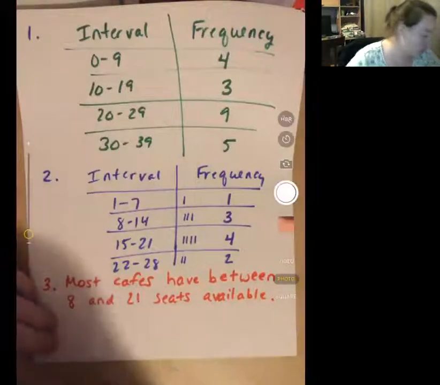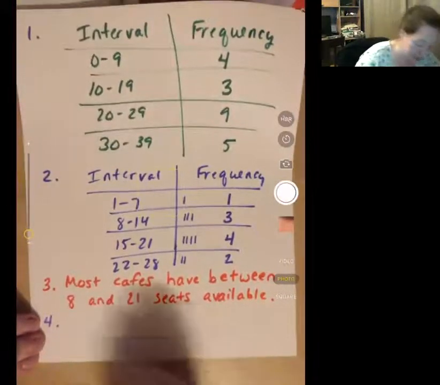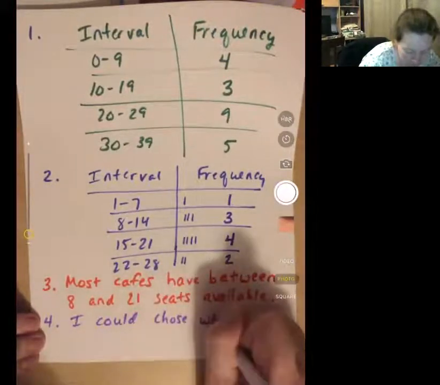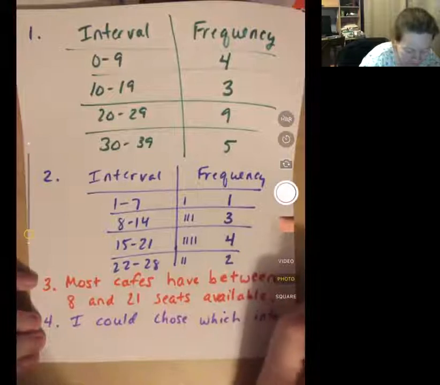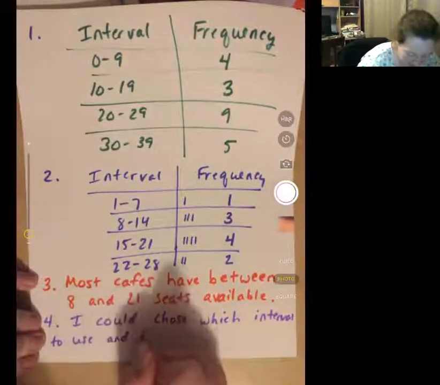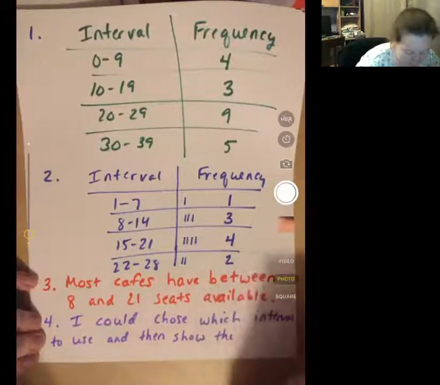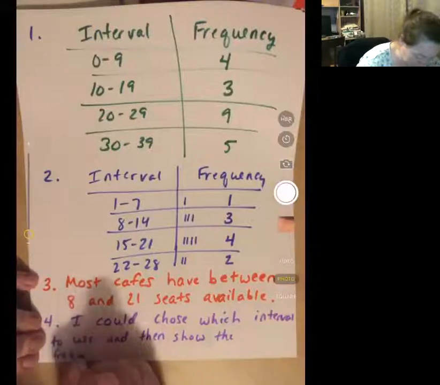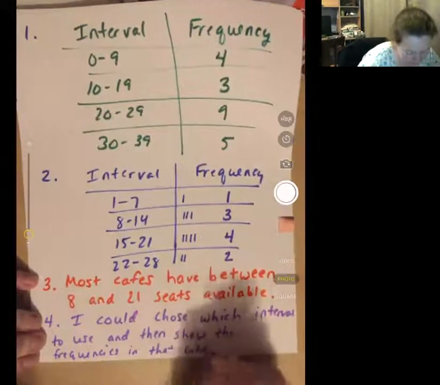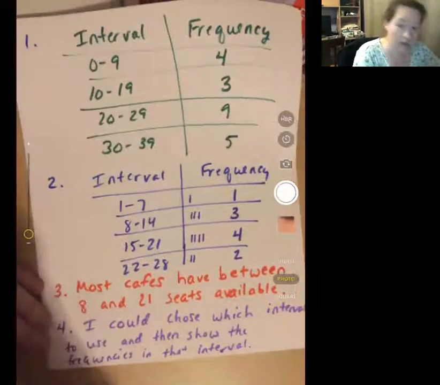Number 4, how could you display data in a histogram? Well, I could choose which interval to use and then show the frequencies in that interval.